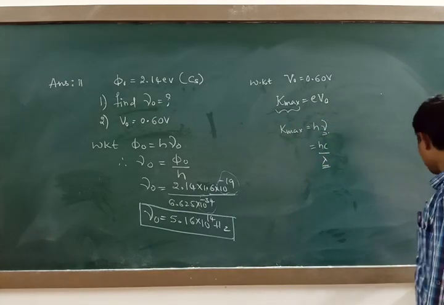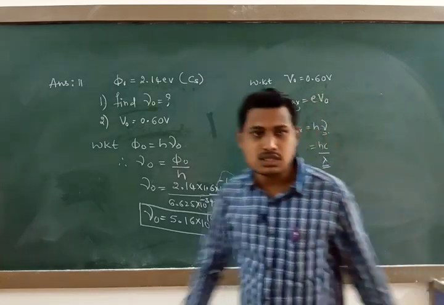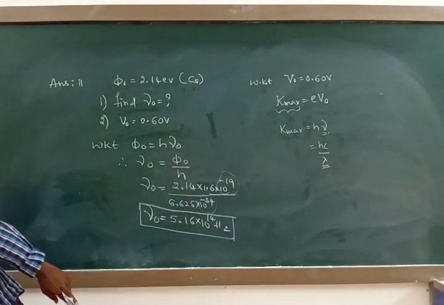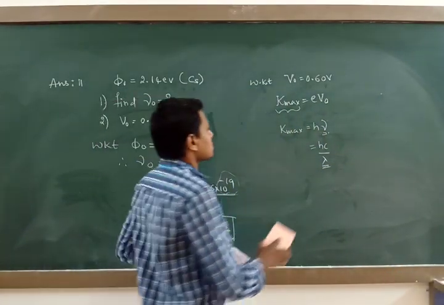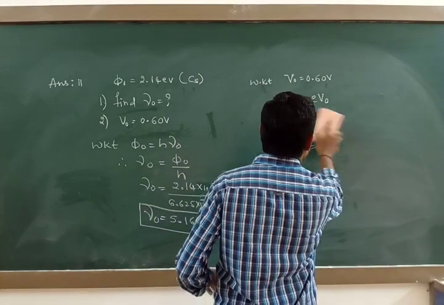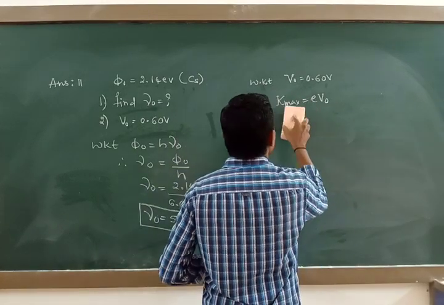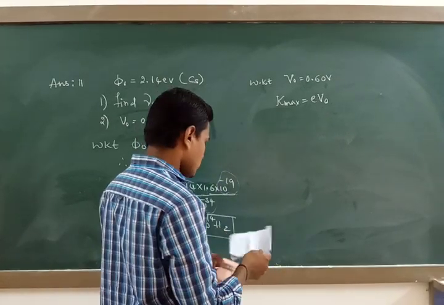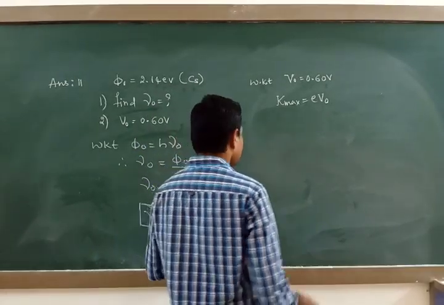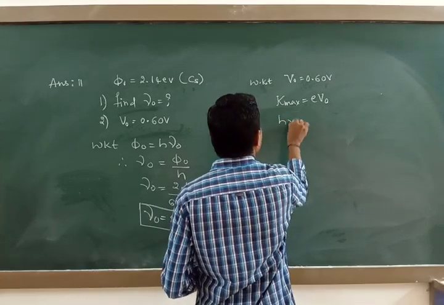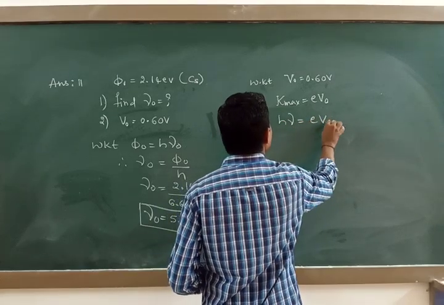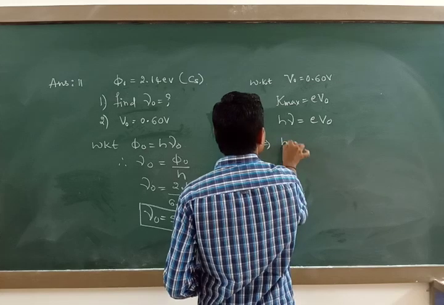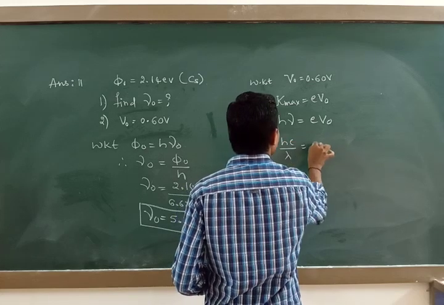Is it clear? So K max is equal to eV naught, and K max is also equal to h nu. We know that this is proportional to this, and that is also proportional to frequency. So what is the equation you are supposed to write here? Here I can write h nu is equal to eV naught. This implies hc by lambda is equal to eV naught.